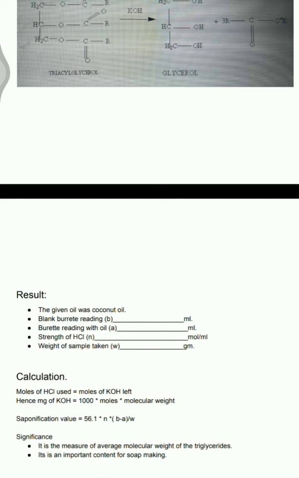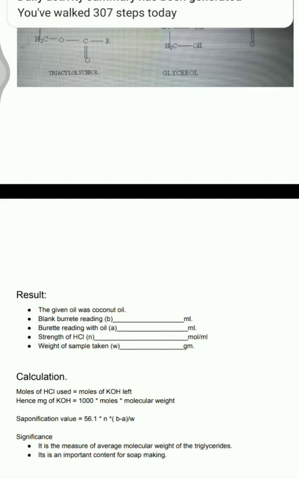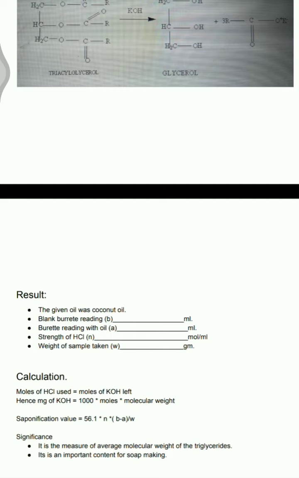It is also a measure of the average molecular weight of the triglyceride, because it is inversely proportional, rather to say. More KOH is required for less molecular weight, and less KOH is required for more molecular weight. It is also an important parameter for the soap making industry.